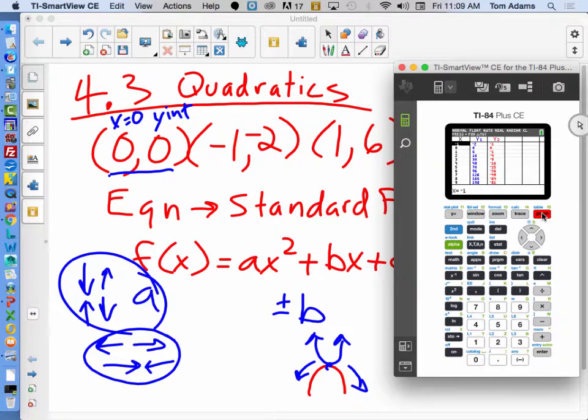Now let's look at the table and see what we have. Well, we have 0, 0. That's good. At -1, we have -2. And at 1, we have 6. Hey, that goes through all 3 points, doesn't it? Well, yes, it does. That's pretty good, huh?